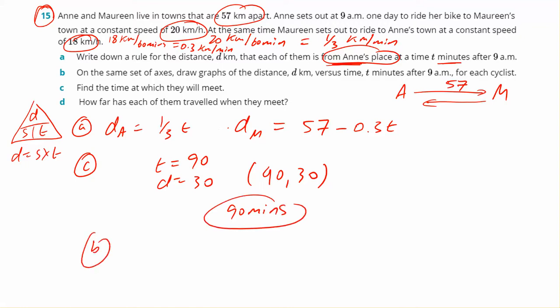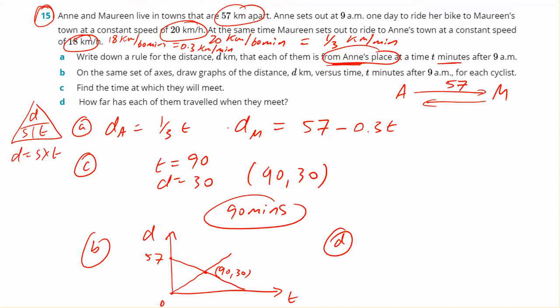For part B, I want to draw the graphs on the same set of axes. I know that this is my distance, this is my time. Now, Anne is just going to start at 0 and move away. Now, Maureen will start at 57 kilometers away from Anne, then move slowly to 0. So we've got to find that point of intersection. So that's 90, 30. And that's pretty much all we have to do for that type of question. It doesn't necessarily ask us to label the intercepts, so I'm not going to do that.